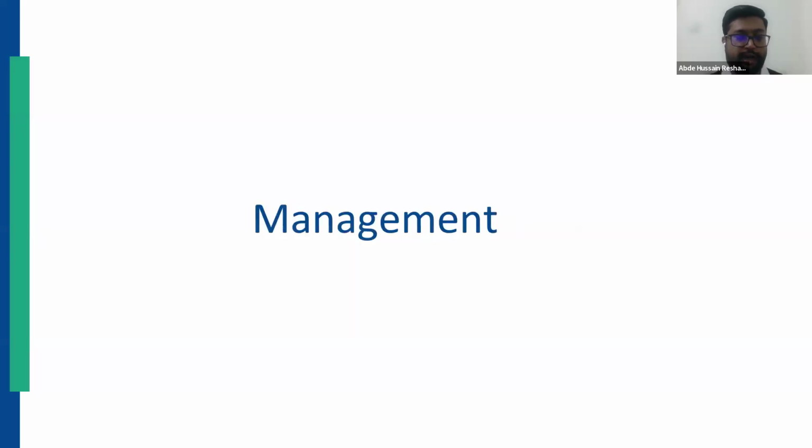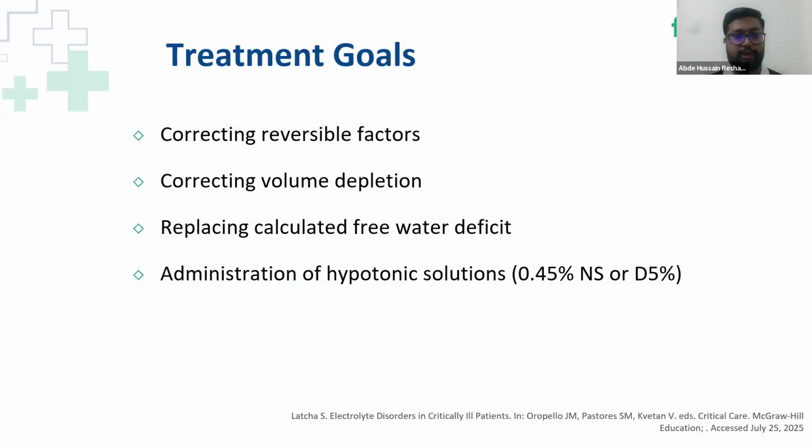Now, coming to the part of management of hypernatremia. Our treatment goals will be to correct the reversible factors, correcting the volume depletion that has occurred if it is a hypovolemic hypernatremia, and replacing the calculated free water deficit. We have heard about the insensible losses, the GI losses, and all those things in this. The free water loss that has occurred as compared to the sodium, we correct that, and administration of hypertonic solutions.